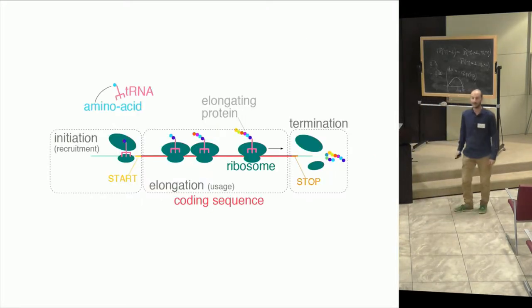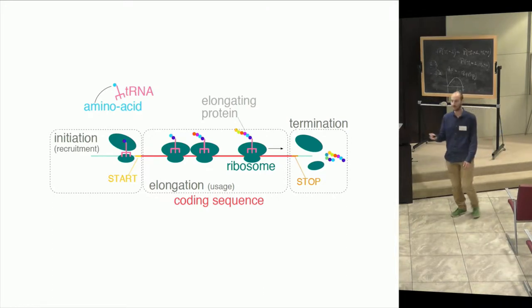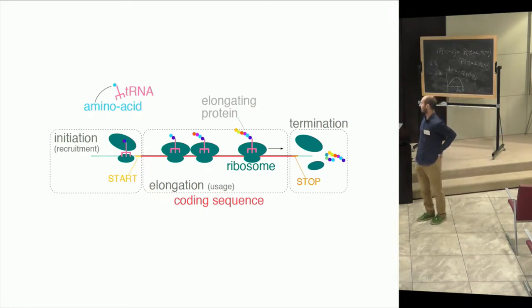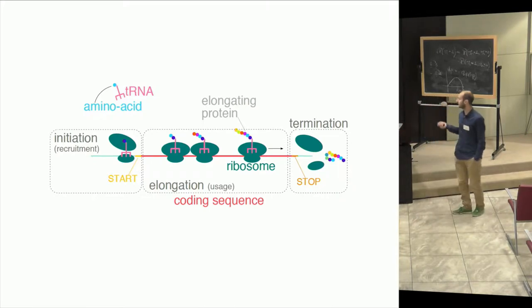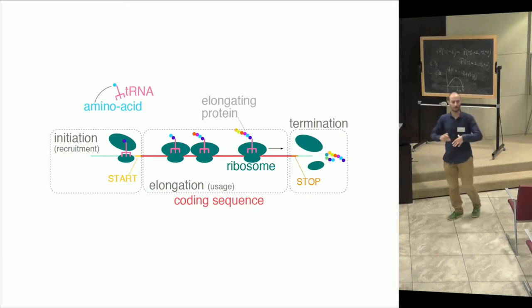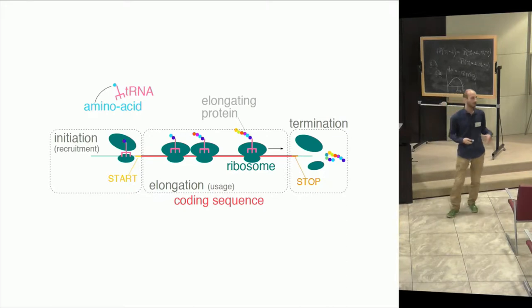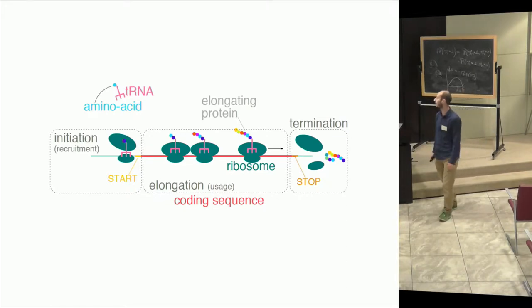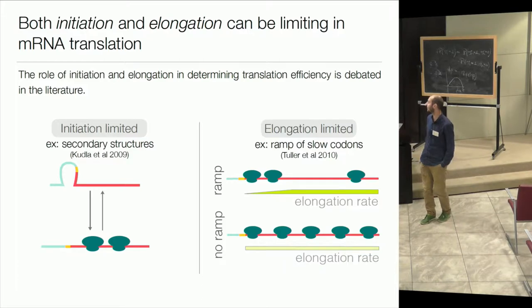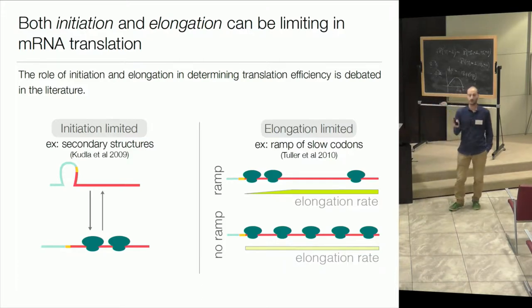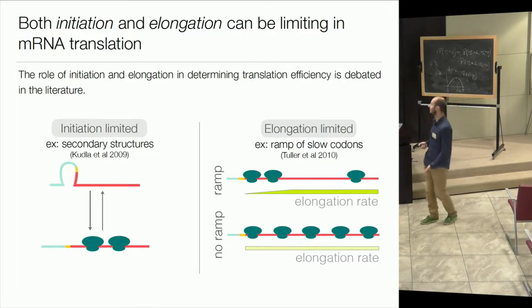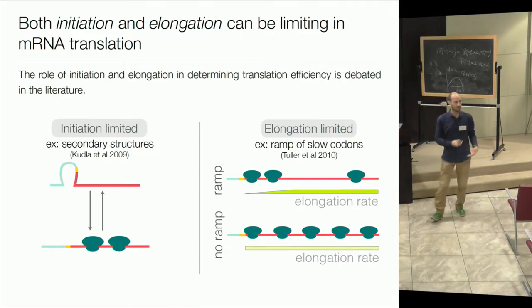Well, I don't think I have to do a lot of introduction of messenger RNA and translation, because there have been talks about that. So I'm going to focus mainly on the initiation part, the recruitment of the ribosomes, and the elongation, how the ribosomes are used during the messenger RNA translation process. The role of these two parts, initiation and elongation, has been debated in the literature. And there is evidence that initiation is limiting messenger RNA translation.